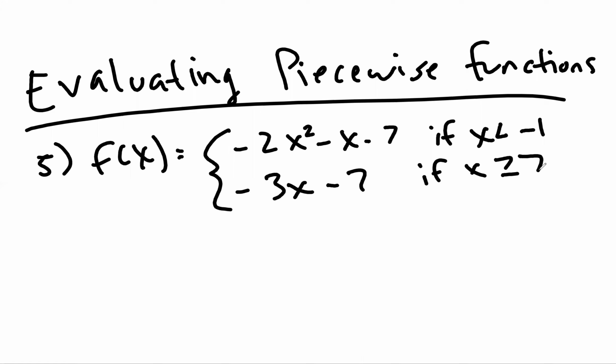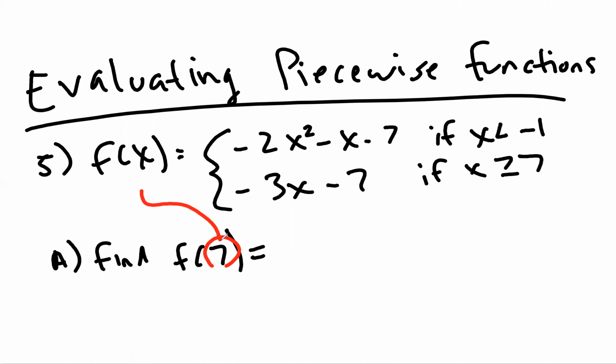And so what's going to happen is you're going to have several parts. And the first part is going to say, hey, here's what I need you to do. I need you to find f of 7. Since we are evaluating, I'm going to take this 7 and replace the x with it. Now I have to look over here at these domains to figure out which function I want.